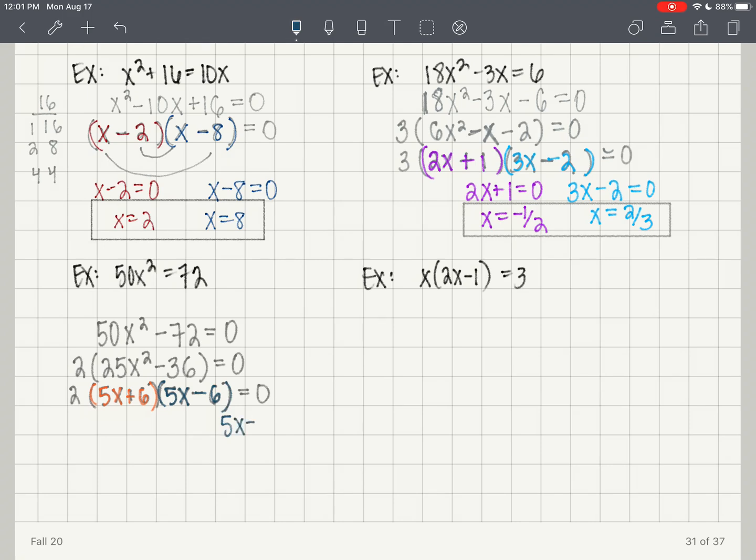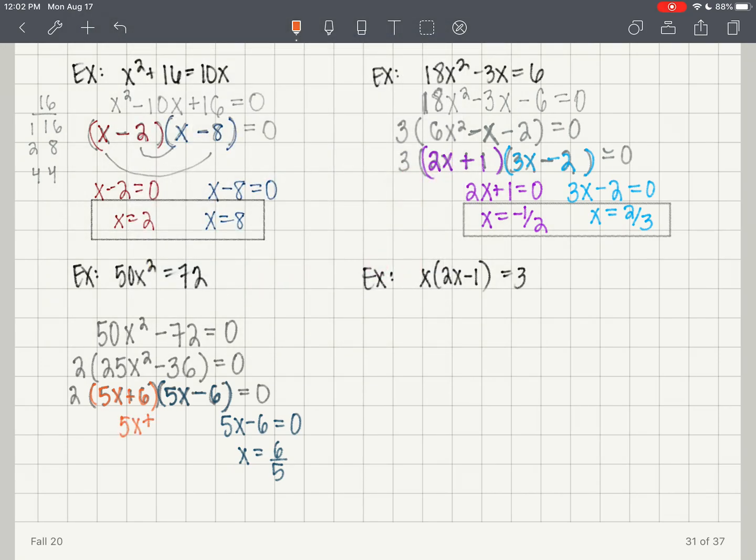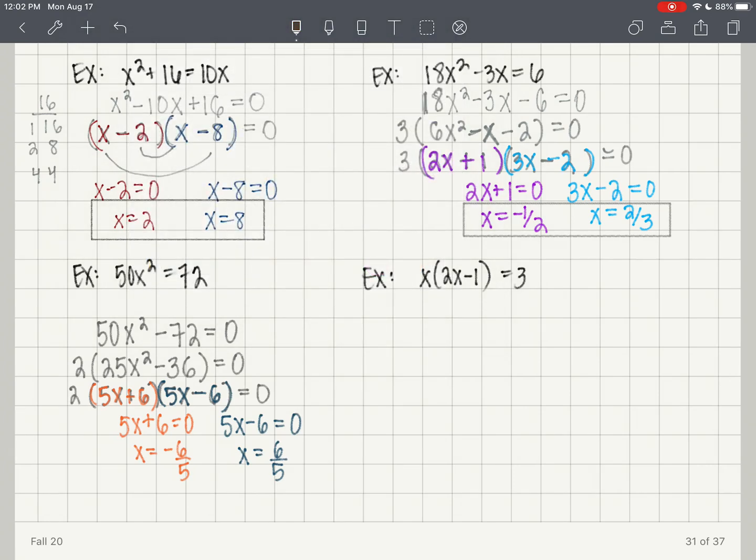I'm going to set each one of those variable factors equal to 0 and solve. So I get x equals 6/5 and x equals negative 6/5. Those are our two answers. So I'm going to box them. And once again, I thought that I hit that beautiful, perfect rectangular tool. There we go. So there's our two answers.